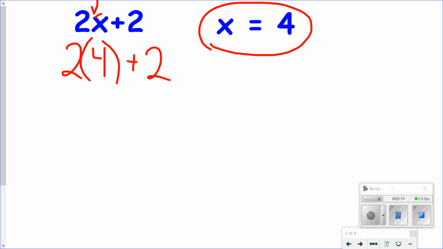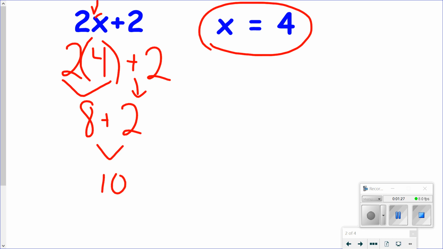So we're just going to follow order of operations here. And I know that multiplication comes before addition. So I know 2 times 4 is 8. I'm going to bring down that 2. And 8 plus 2 is 10.